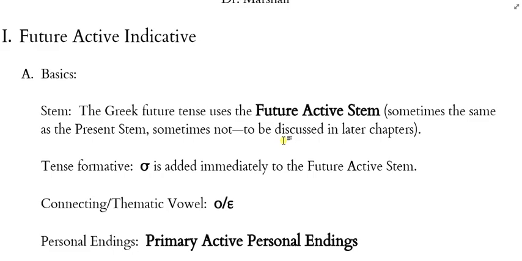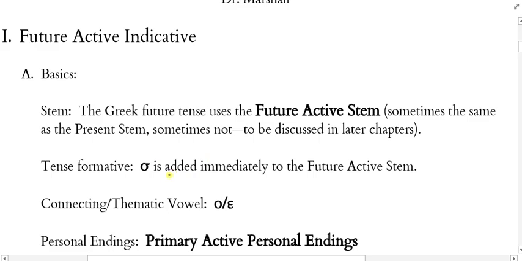Sometimes the different stems will all be the same from one tense to the other, and sometimes the stems will be modified in one tense, and so it'll look slightly different than what you normally see. But the stem for the future is the future active stem, so that's what we're going to be focusing on here. Now the tense formative. Here we're going to meet a little part of the verb that gives it some special meaning.